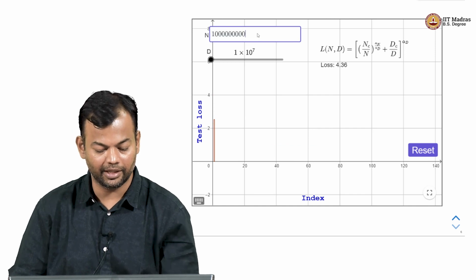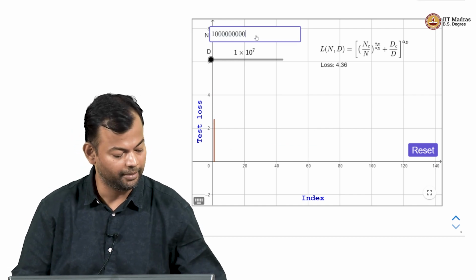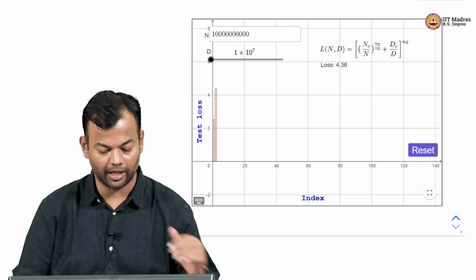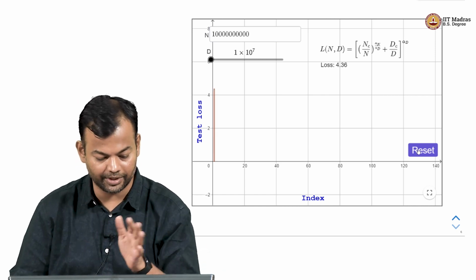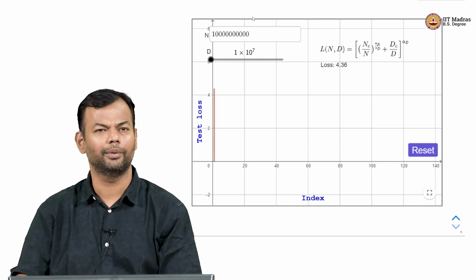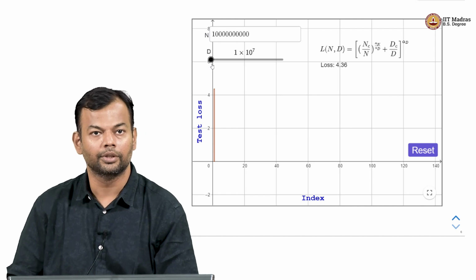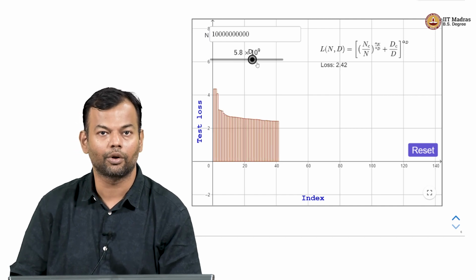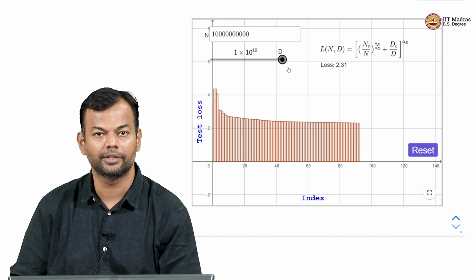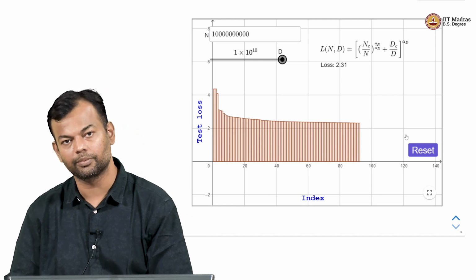Now let me try to increase this further. Let me make it 10 billion parameters. I hope I'm calculating the number of zeros properly, but I think this is 10 billion. So now let's see what happens with 10 billion. According to the formula, as I keep increasing, I'm able to go to even smaller losses.